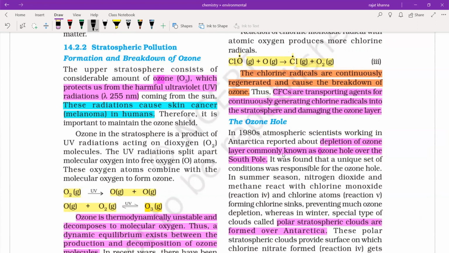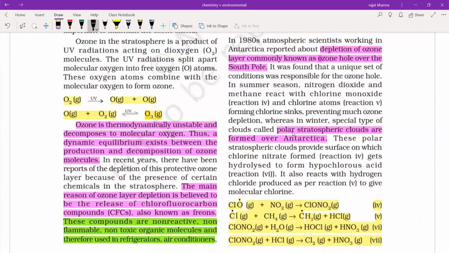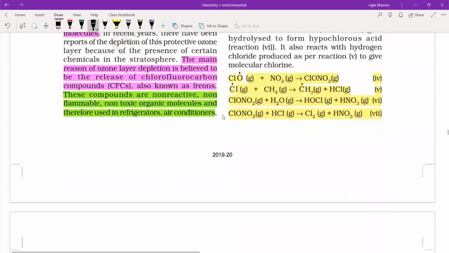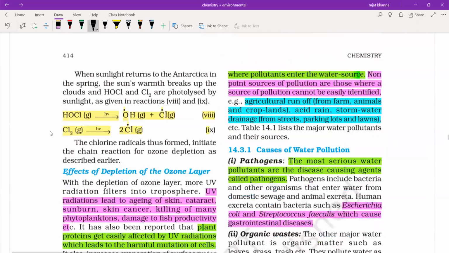So depletion of the ozone layer is commonly known as the ozone hole over the South Pole. Polar stratospheric clouds are found over Antarctica. Again, there are reaction steps: HOCl will form OH radical and Cl radical, and Cl2 forms 2 Cl radicals.